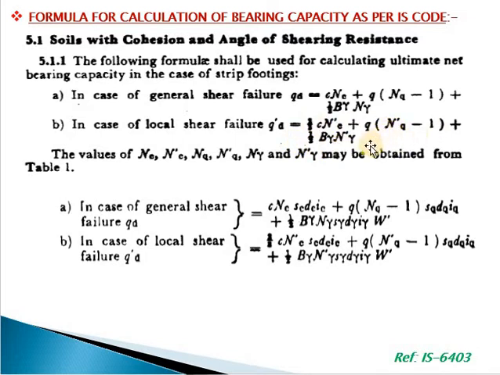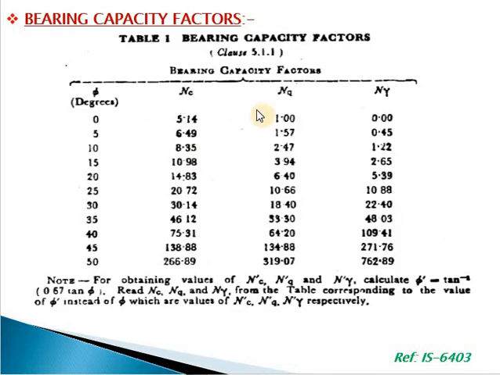Now, what are these factors? Nc, Nq, and N gamma are the bearing capacity factors. This table is from IS 6403 Table 1, and according to the values of phi, Nc, Nq, and N gamma vary. When phi is equal to 0, Nc is equal to 5.14, Nq is equal to 1, and N gamma is equal to 0.